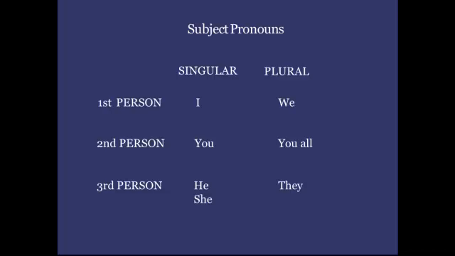Now, let's see how Spanish conveys the same ideas. The word for I in Spanish is yo. There are actually two ways to say you, tú and usted. In a few moments, you'll learn when to use each one. To say he is él, and she is ella.